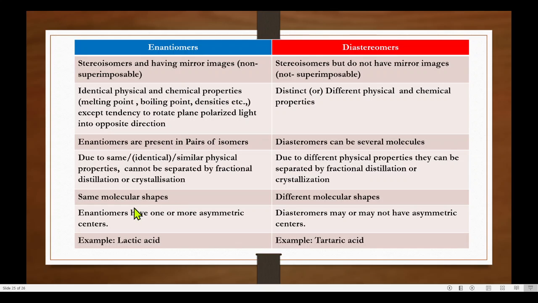And enantiomers have the same molecular shape, but because diastereomers are different compounds, they have a different molecular shape. So enantiomers have one or more asymmetric centers, but diastereomers may or may not have an asymmetric center. For example, lactic acid is an example of enantiomers, and tartaric acid is an example in the case of diastereomers.